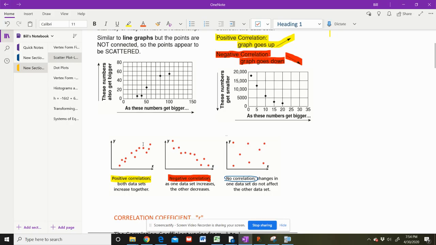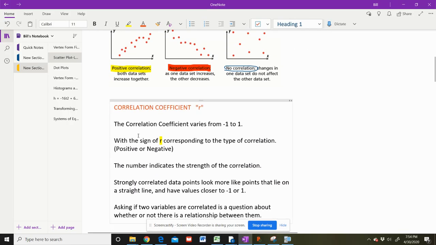All right, so now to move on to new material. Our correlation coefficient we represent with the letter r. The correlation coefficient varies from -1 to +1. The sign of r corresponds to the type of correlation. Is it positive or negative? That sign in the front tells you whether both data sets are increasing together, or if it's negative, if I'm at a -1, one data set increases as the other decreases.